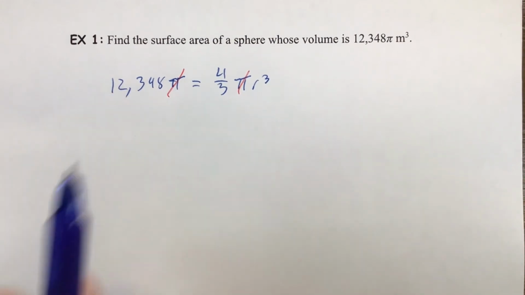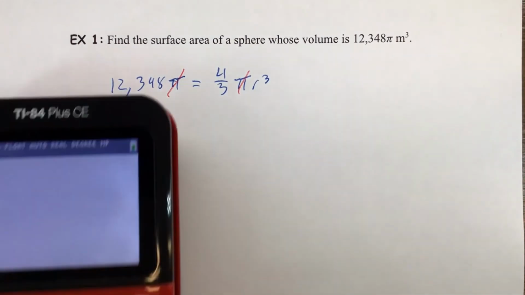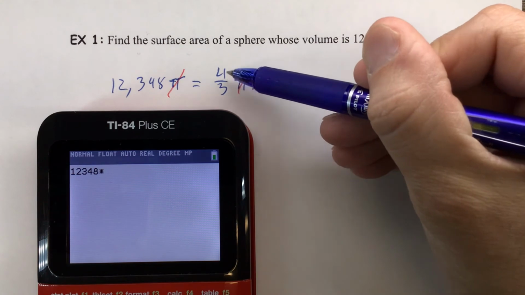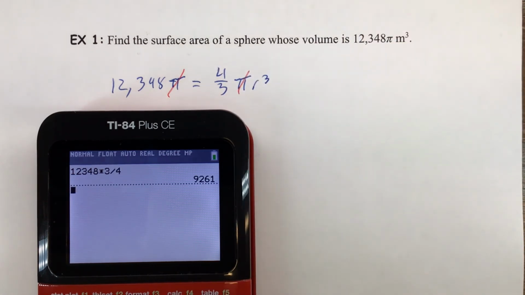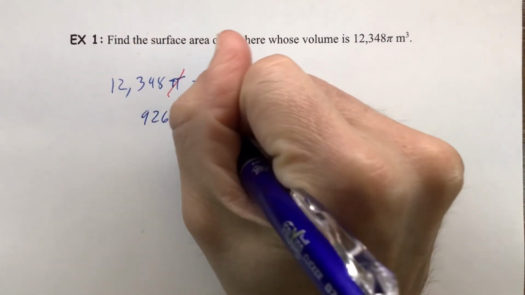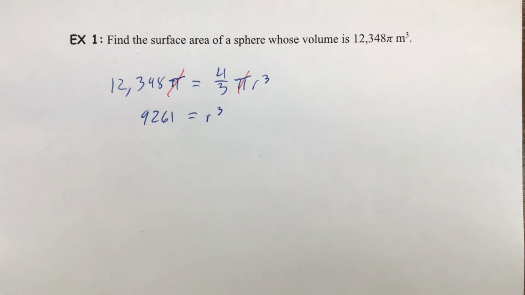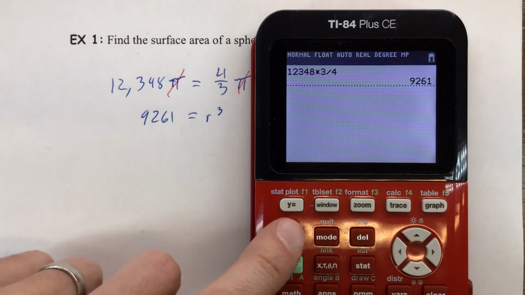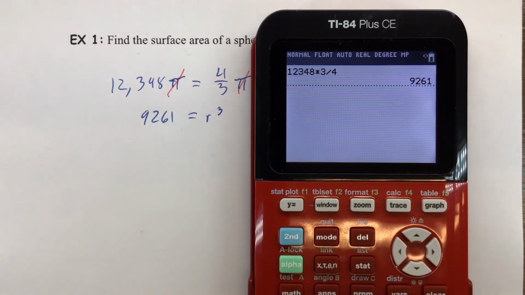Okay, now I'm going to take that number, multiply by the 3, then divide by the 4, which is going to give me 9,261, which is equal to r cubed. So let's see if that's a perfect cube. And it is. Gives you a radius of 21.